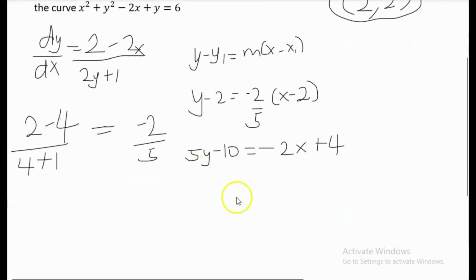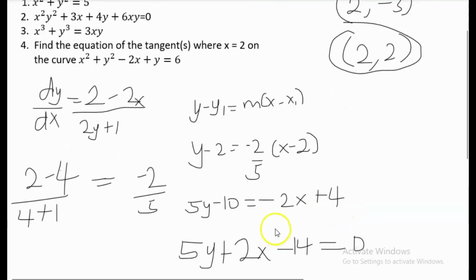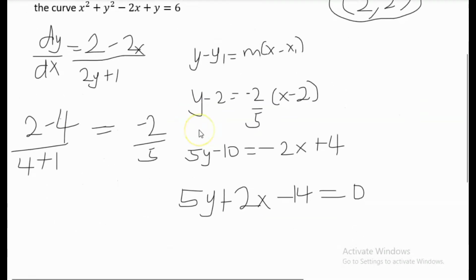So let's bring everything over to this side. That will be 5y plus 2x minus 14, because plus 4 will come here and change to negative. Negative 10 minus 4 would be minus 14. And that will be equal to 0. So our answer for this is 5y plus 2x minus 14 equals 0. And those are the two equations of the tangent.